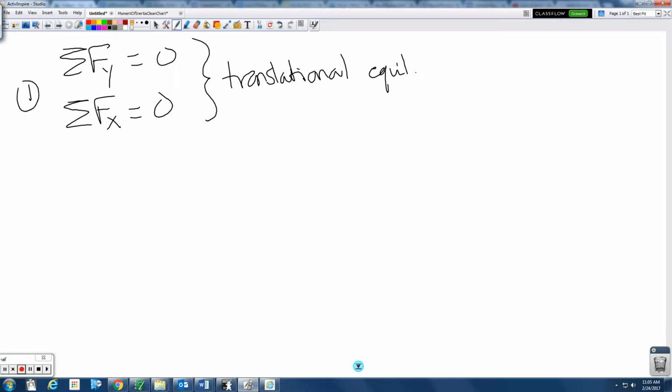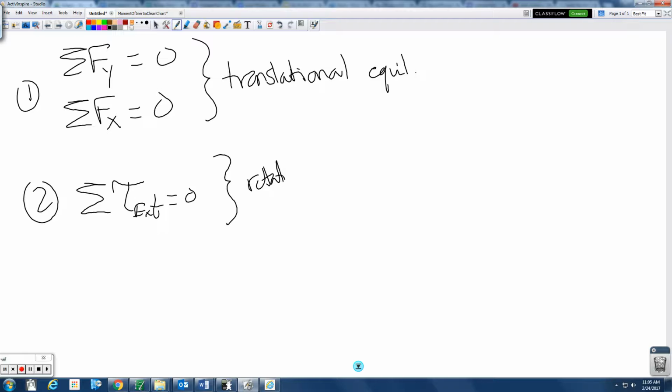That's condition 1. Condition 2 is that the sum of the external torques, tau external, equals 0. This tells us we're in rotational equilibrium. Rotational equilibrium. Okay? With this, we have a more full definition of what dynamic equilibrium is.